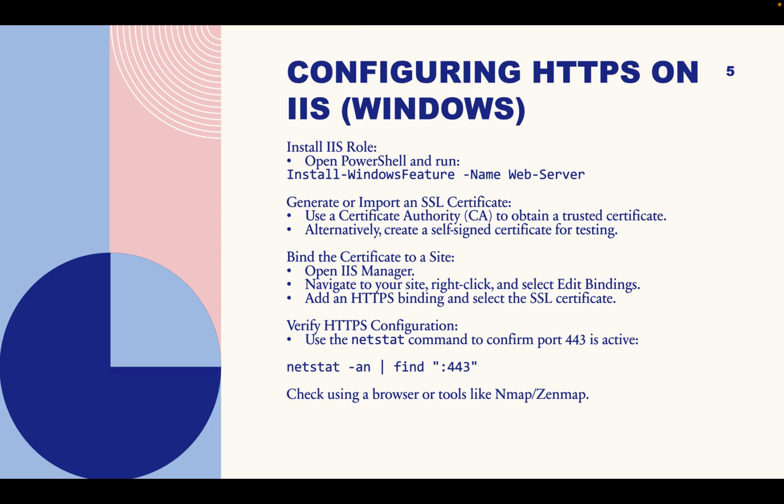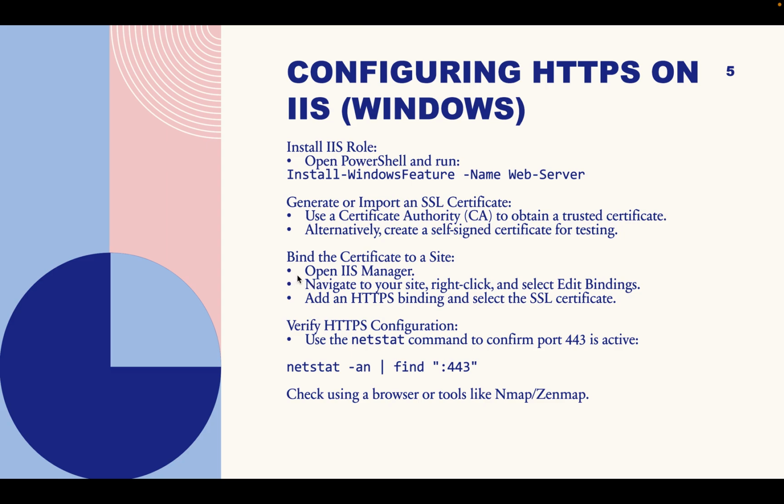To configure HTTPS on Windows, you would open PowerShell, and then you could run this command, Install-WindowsFeature, and then you would want to generate or import an SSL certificate. Use a certificate authority to obtain a trusted certificate, or alternatively you can create a self-signed certificate for testing. After that, you're going to bind the certificate to a site.